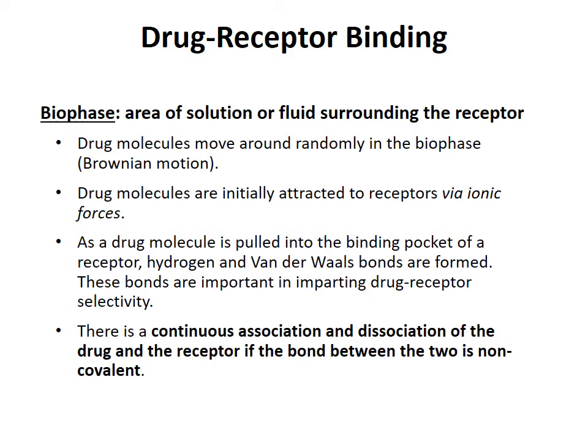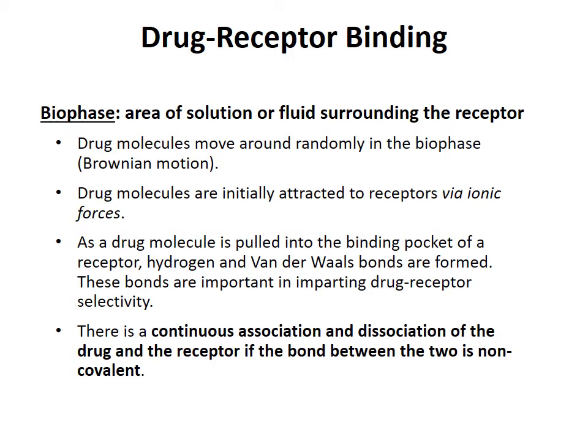And the reason why that's important is because the area around that receptor is going to have potentially different characteristics than the bulk fluid. For instance, if we're looking at a smooth muscle, maybe the interstitial fluid would have a certain pH, certain electrolytes, but then if you get closer to the receptor, that may actually change, and that's why it's got its own name. That's called the biophase. And drugs move randomly in that biophase through Brownian motion.